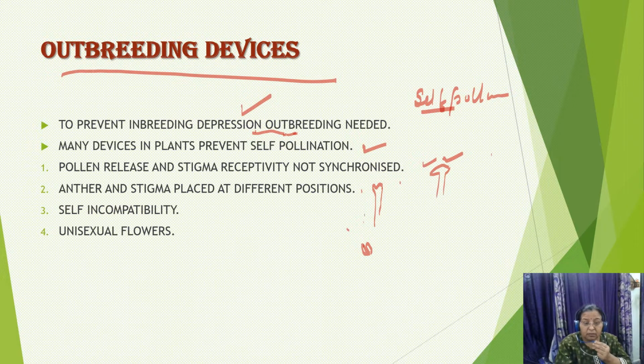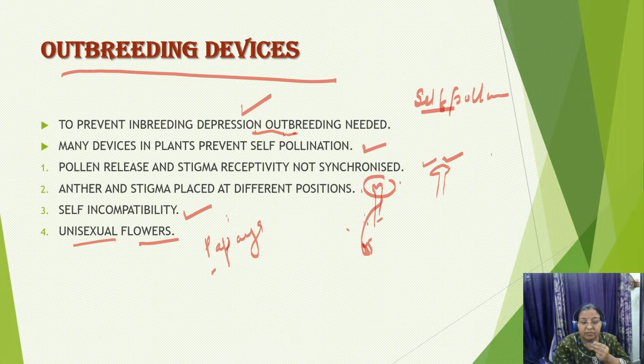Self incompatibility means the pollen of that particular plant does not match with the chemistry of the stigma. The chemistry of the pollen does not match, so they are self incompatible. And unisexual flowers: you know that some plants like papaya have different male and female plants. If flowers are bisexual, there could be self fertilization, but in unisexual flowers there is no such chance. So in unisexual flowers this is the advantage, that there will be pollination from a different flower.